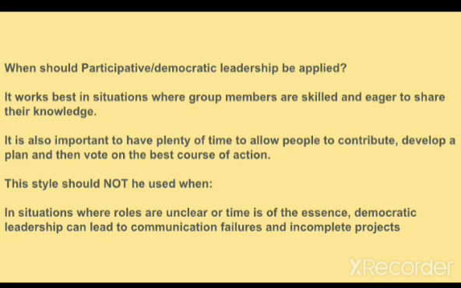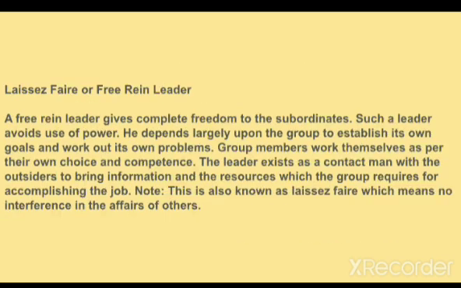And this style should not be used when roles are unclear and time is of essence. Means the time is very important, there is less time with the organization, and the decisions and plans to be performed are very important. If participation is implemented, it will take a lot of time and the organization will go into losses. So participative leadership should be applied only when the group members are skilled and there is plenty of time.